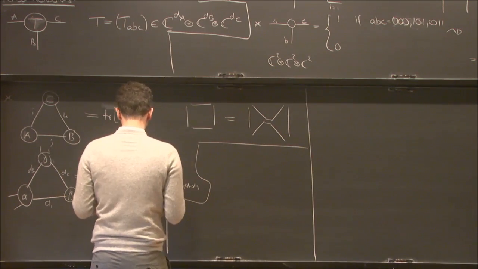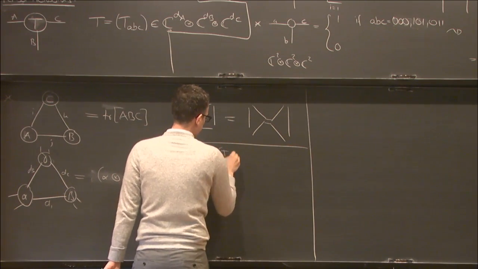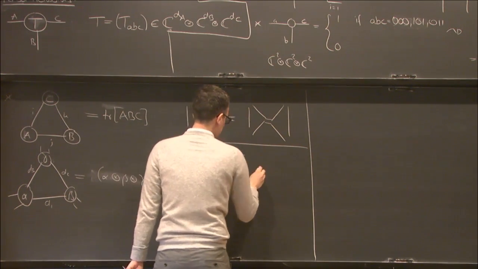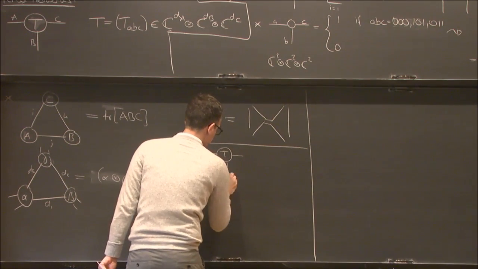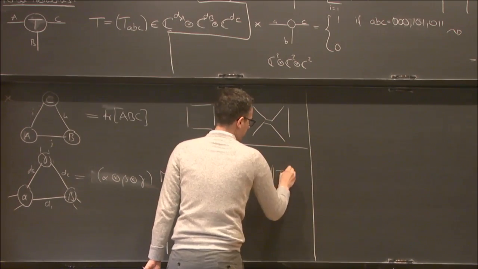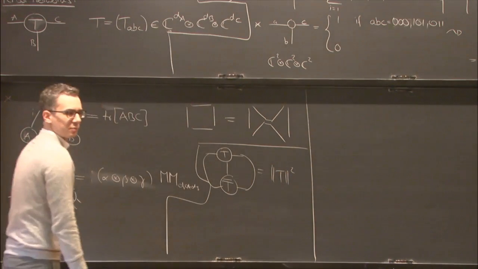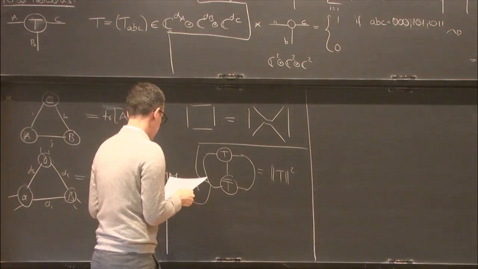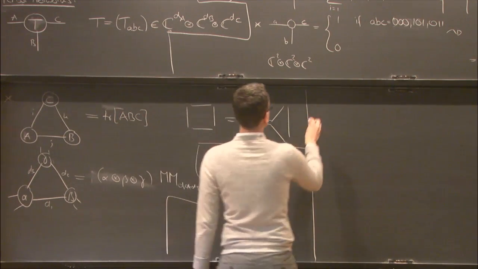Maybe one last thing on this bestiary of tensors. If you have a tensor and you're interested in its norm, then of course you can just take 2 copies, like so, and maybe you take the complex conjugate here. You just hook this up. This is a picture corresponding to the norm squared of the tensor. Okay. Good.